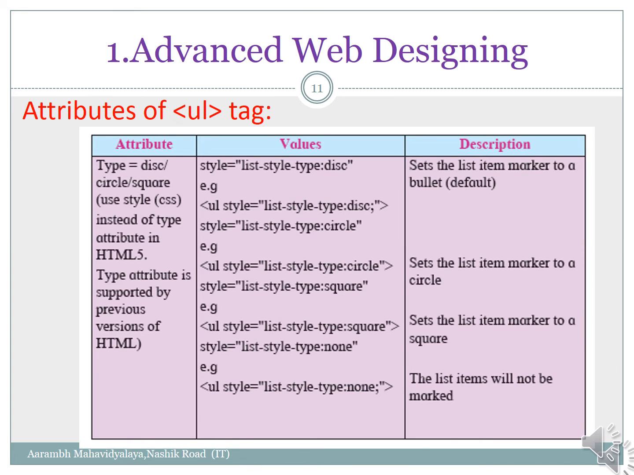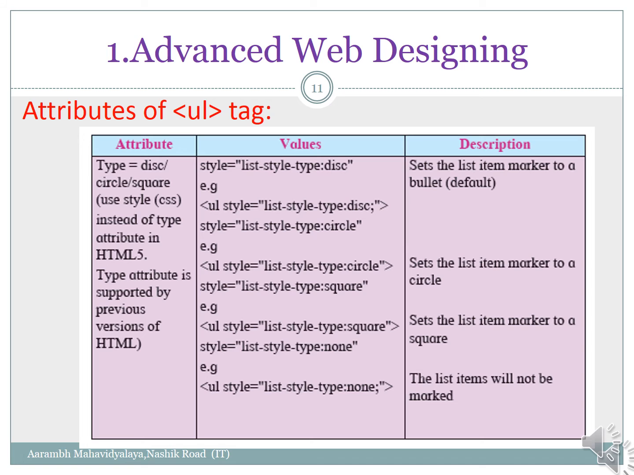UL, that is unordered list, has only one attribute, which is type. This type may be disk, circle, square or none. Among these four, only disk is the default type, and circle, square and none can be used with CSS. CSS means cascading style sheet, and we will study it in detail in further presentations.